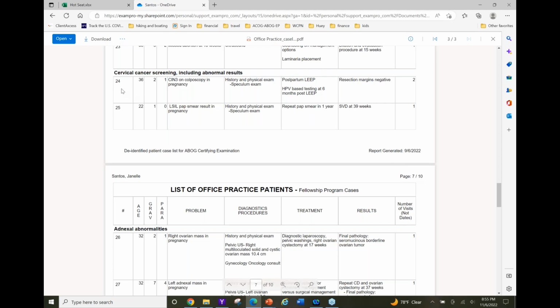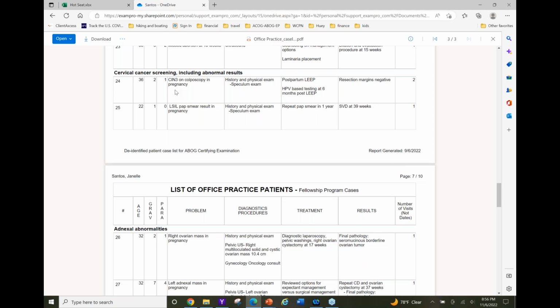Okay, let me ask you about case number 24. So this patient, did she have a pap smear with part of her new OB care, or did she have an abnormal pap smear preceding pregnancy? No, this was a patient who had been non-compliant with her pap smears prior to pregnancy, hadn't had routine screening, and she had an HSIL HPV positive pap smear at presentation to her initial OB visit.